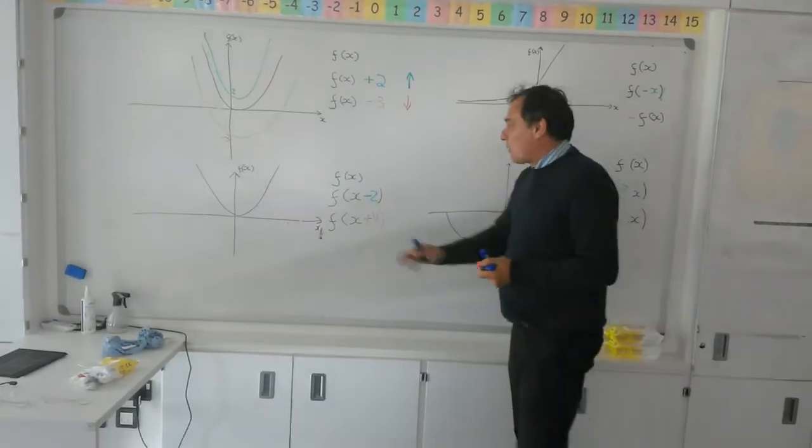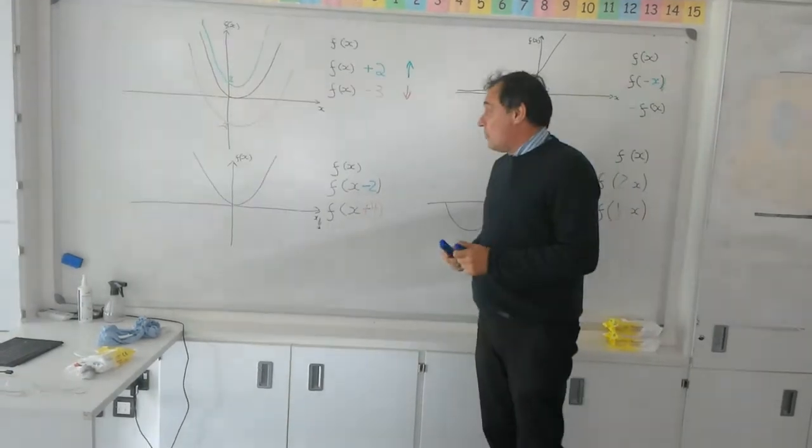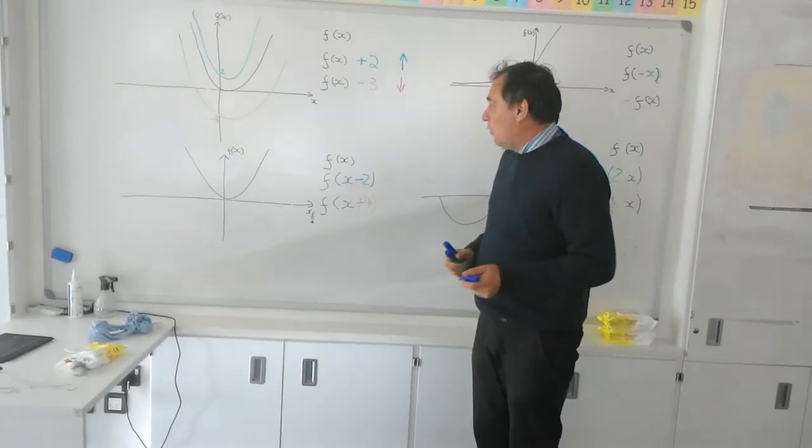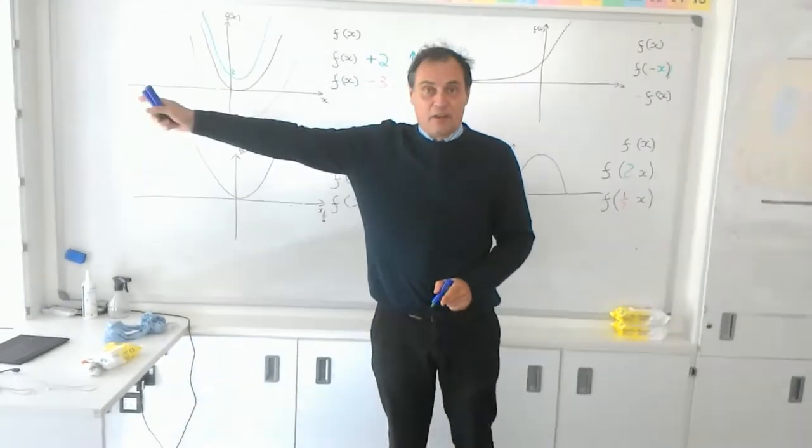So we start off with our original f(x), looking at the green one first. f(x minus 2). Now, normally we'd expect minuses to go that way towards the fire exit over there.